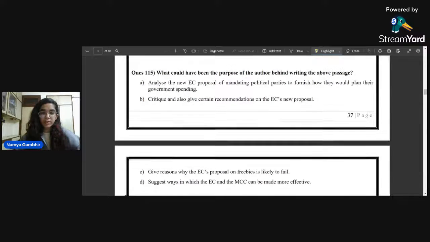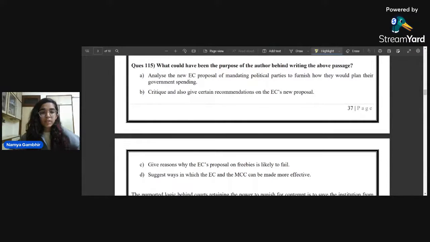Now, the last question of the passage: what could have been the purpose of the author behind writing the above passage? When we talk about the purpose of the passage, what we are actually trying to figure out is the reason that the passage was written. What is the main argument that the author is trying to put forward through the passage? What is the main idea that he's talking about?